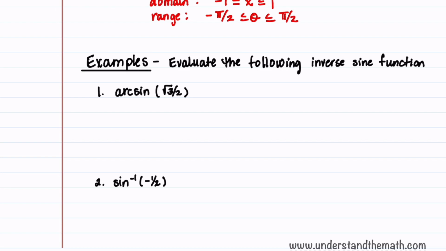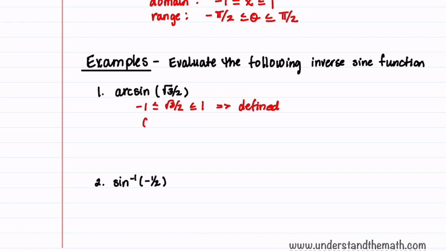For our first example, let's evaluate arcsine of √3/2. We first notice that √3/2 is in the domain of arcsine, so it's defined and we can evaluate it. We'll say that -1 is less than or equal to √3/2 is less than or equal to 1, and therefore our arcsine is defined.